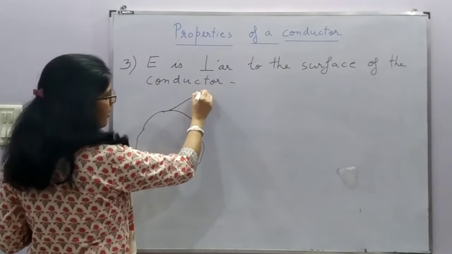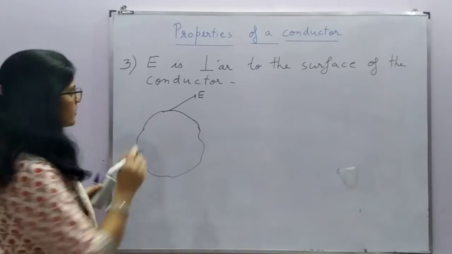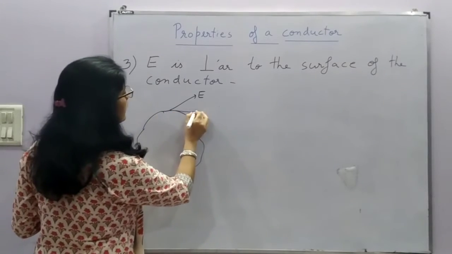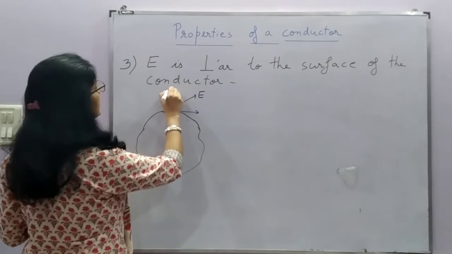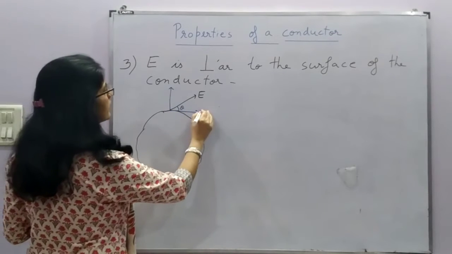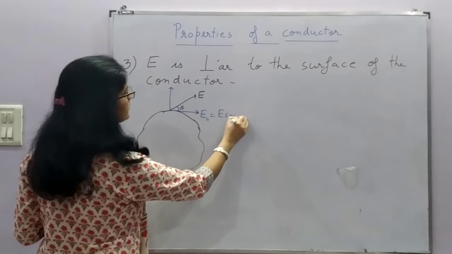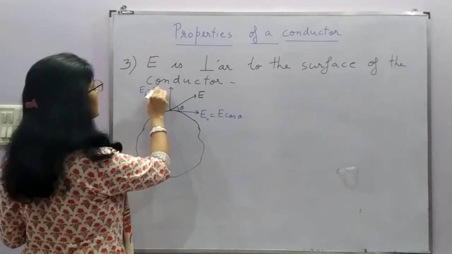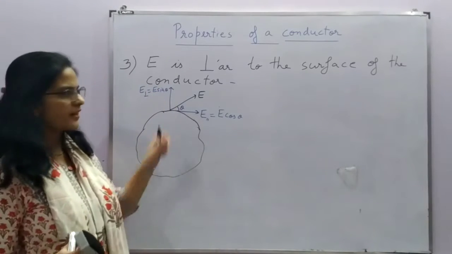In case we have an electric field which is oblique, we will have two components. One component will be parallel to the surface and the other component will be perpendicular to the surface. If this angle is theta, then the parallel component will be E cos theta and the perpendicular component will be E sin theta. Now what does this indicate?